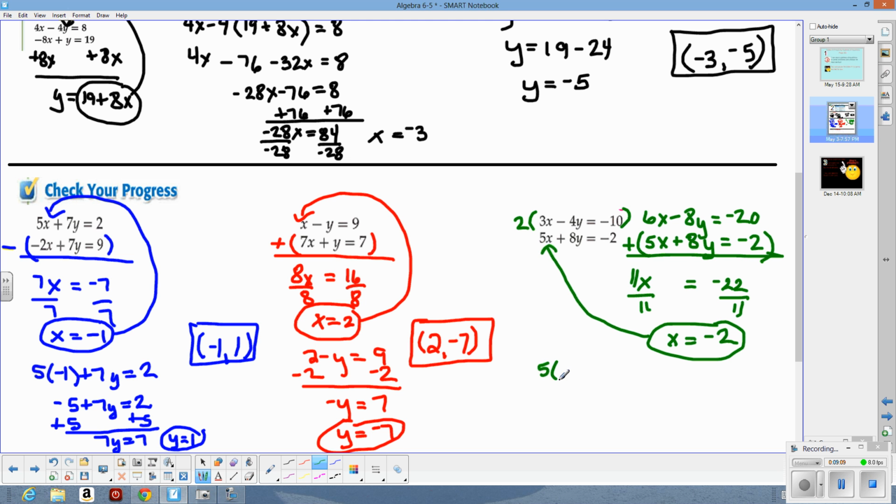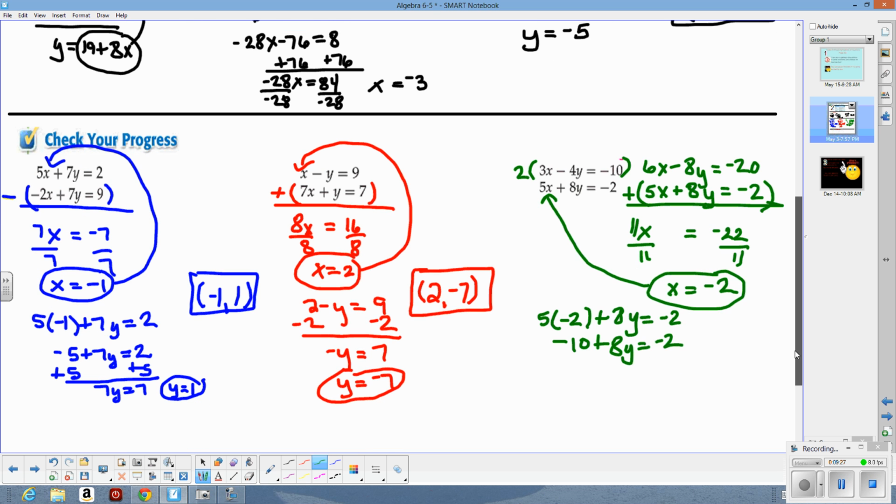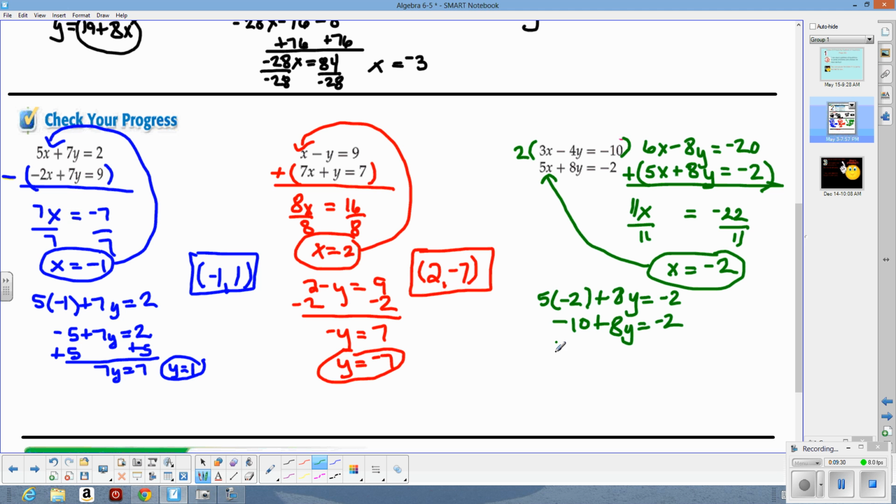5 times negative 2 plus 8y equals negative 2. 5 times negative 2 is negative 10 plus 8y equals negative 2. Now to get y by itself, we need to get rid of that negative 10 by adding 10. 8y equals 8. Divide by 8. Y equals 1. So the solution is (negative 2, 1).